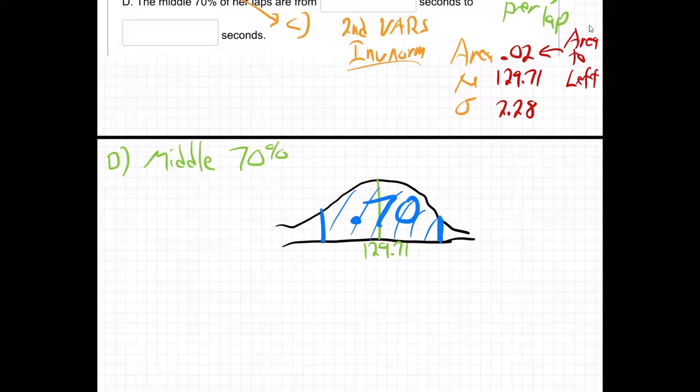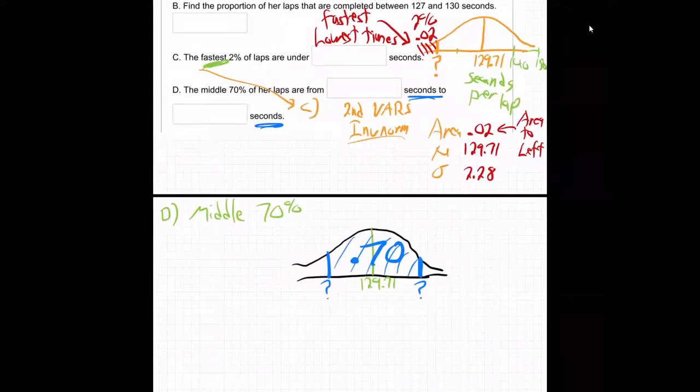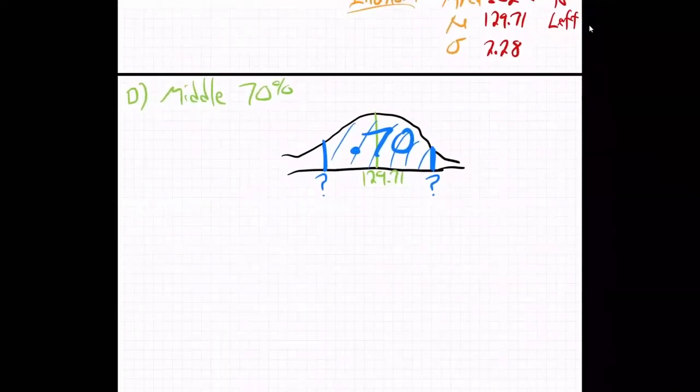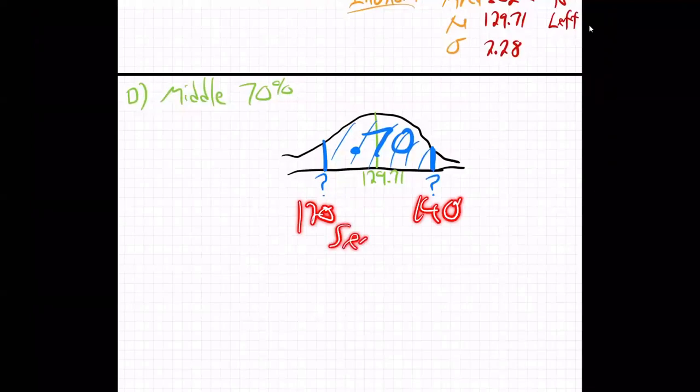So I want to find this mark and this mark. That's what they're asking me. What are the times? How many seconds to how many seconds for the middle 70%? So what is the middle 70% of Terry Vogel's race times? You know, from where to where? Because this 129.71 is the middle, so maybe this is like 120 to 140 or something. I don't know. I'm just guessing, you know. How many seconds, like if she goes from 120 seconds to 140 seconds, maybe that's the middle 70% of her lap times. I don't know. We're going to find it.